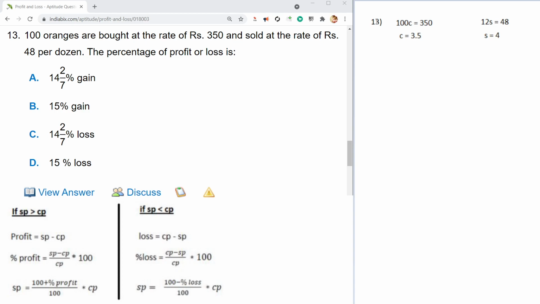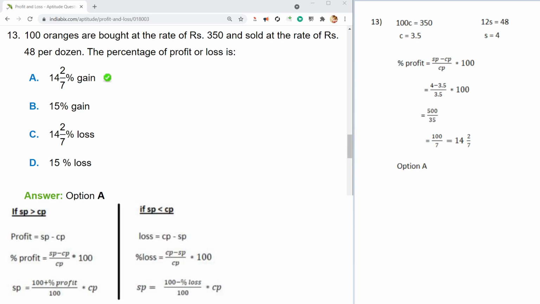We need to find out the percentage profit or loss. Here the selling price of each orange is greater than the cost price, so he gets a profit. The percentage profit formula is (SP minus CP) by CP into 100. So (4 minus 3.5) by 3.5 into 100. If you simplify this, we get percentage profit as 14 2/7. That is option A. Option A is correct.